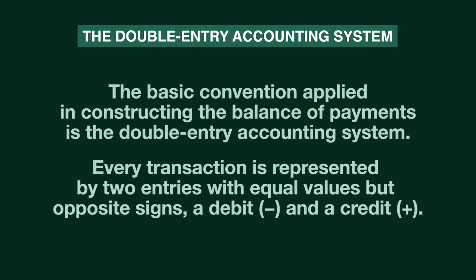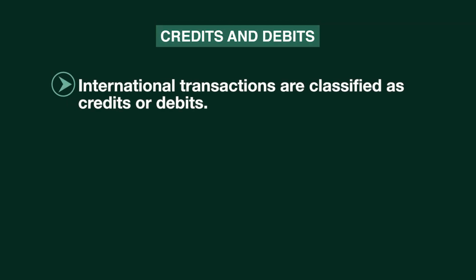For this, we will be understanding the double entry accounting system. In the double entry accounting system, followed by balance of payment, every transaction that occurs is recorded with two opposite signs, that is debit and credit. Now, what are credit and debits? Mind you, all international transactions in balance of payment are recorded as credit and debit.